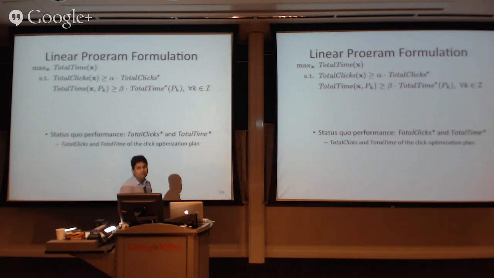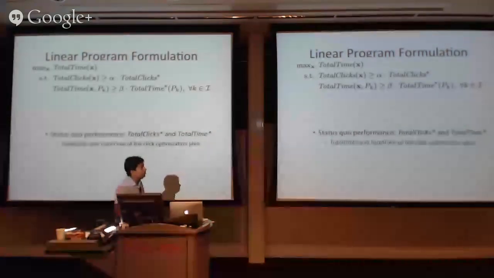And you can also add other constraints. I don't want to lose more than 2% of clicks which I would get on Yahoo Finance if I use the click maximization, because that's the status quo. So you can add those constraints as well. Okay.